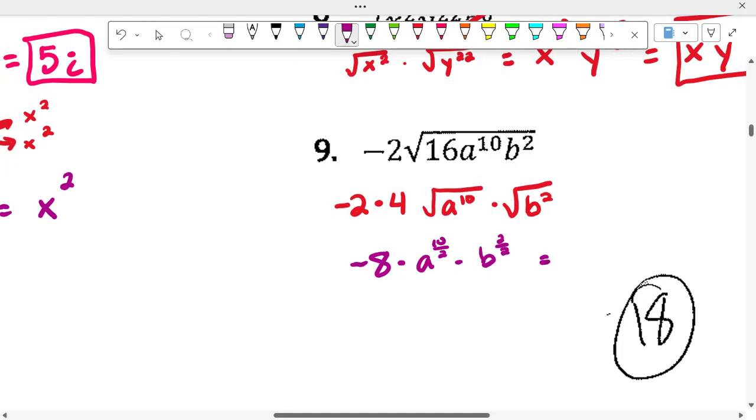So, what do you guys think? Someone who has not talked yet. What do you guys think the answer is? So, you know we're going to have -8. What's the A? A the what? Fifth. Good. What about B? B the what? B to the 1. So there's an unspoken 1. You don't technically have to put it.